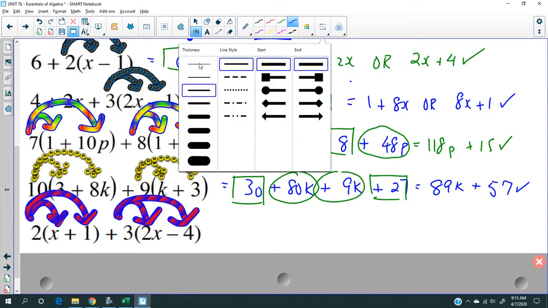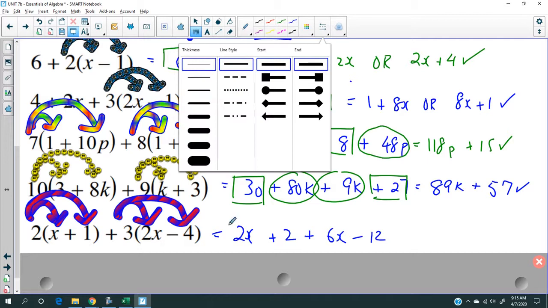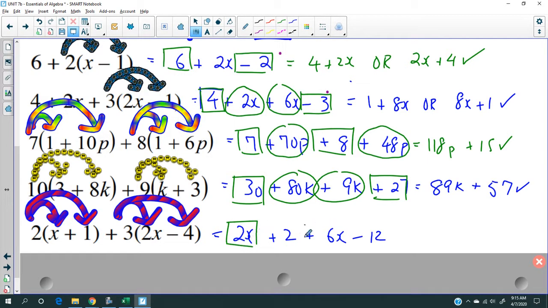Now, what are we gonna do now? Yep, 2 times x is 2x, plus 2, plus 3 times 2x is 6x, minus 3 times 4 is 12, right? And so that means combining like terms. What does that mean? 2x plus 6x is 8x.